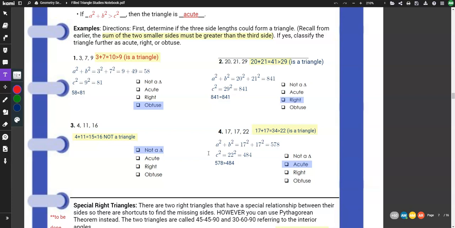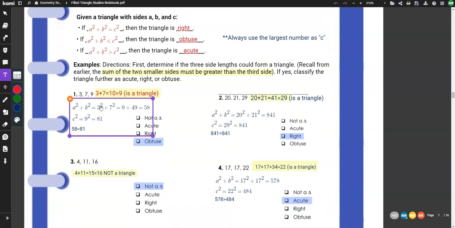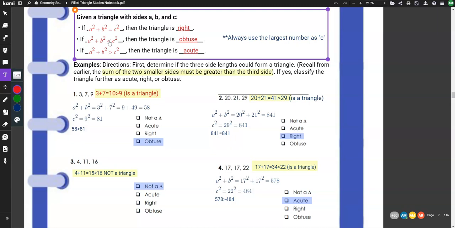I did a squared plus b squared, which is 3 squared plus 7 squared. 9 plus 49 is 58, because 3 squared is 9 and 7 squared is 49. C squared was 9 squared, and 9 squared is 81. 58 is less than 81, so it is obtuse based on our pattern that we have up here in the notes. So I have a squared plus b squared is 58 on this side, less than c squared, which is 81: obtuse.